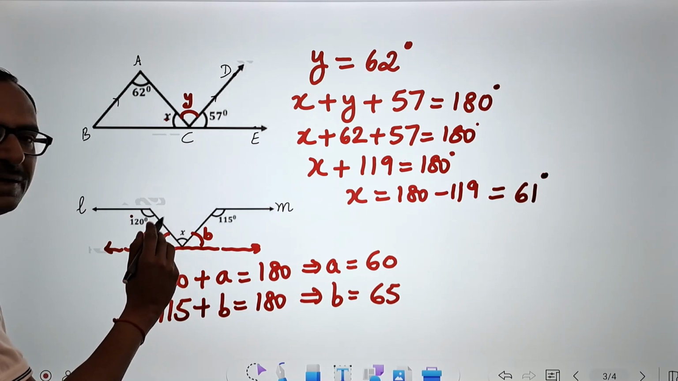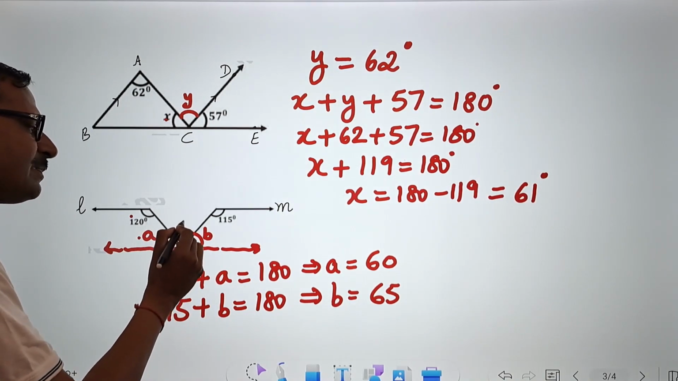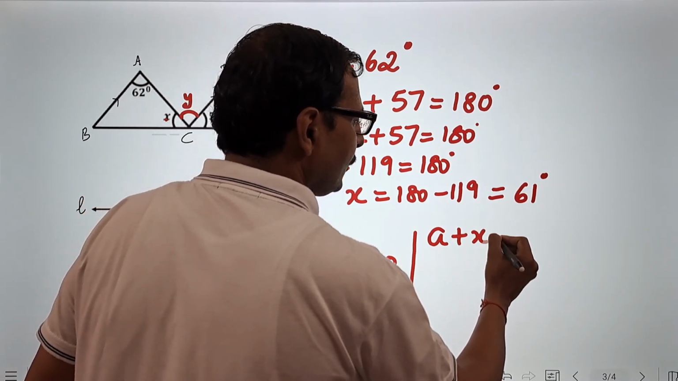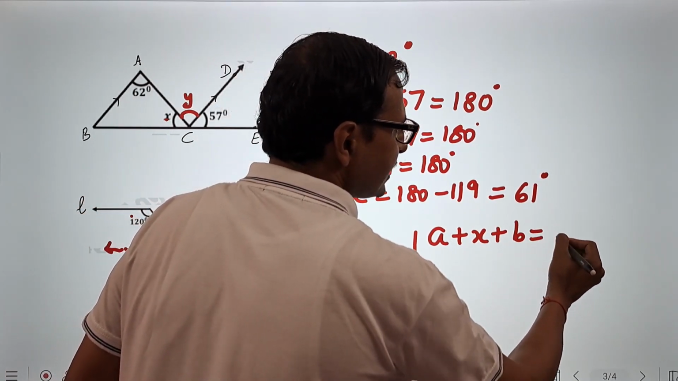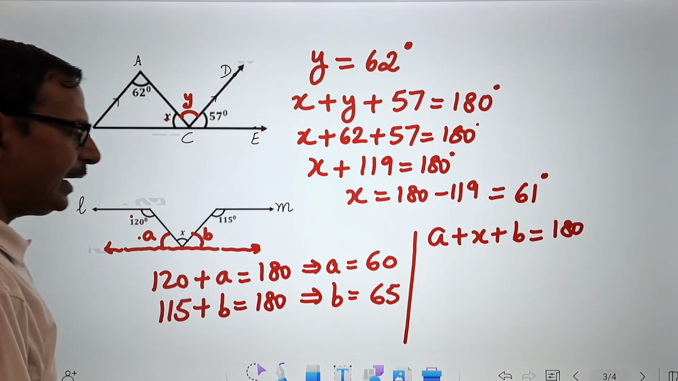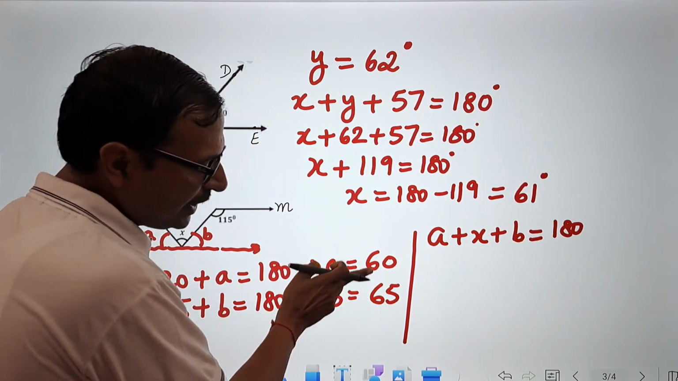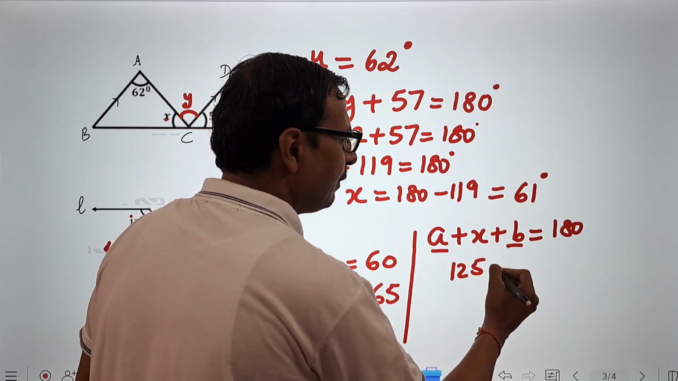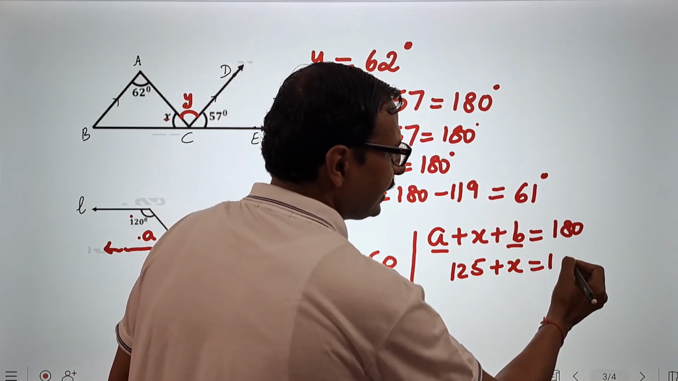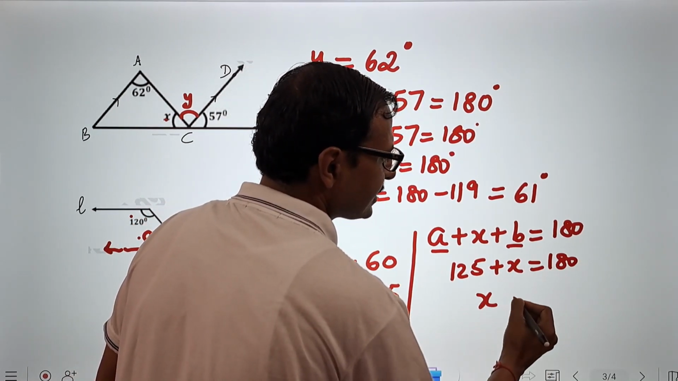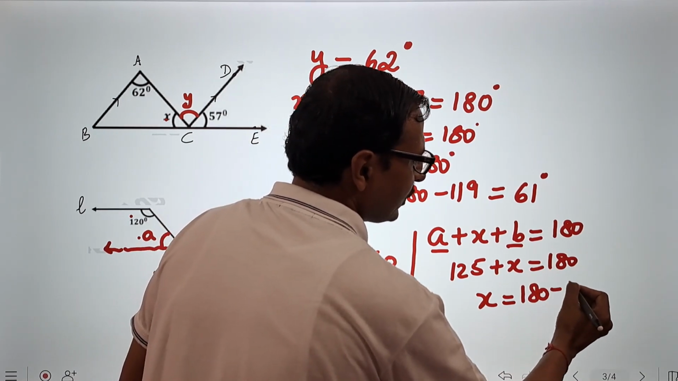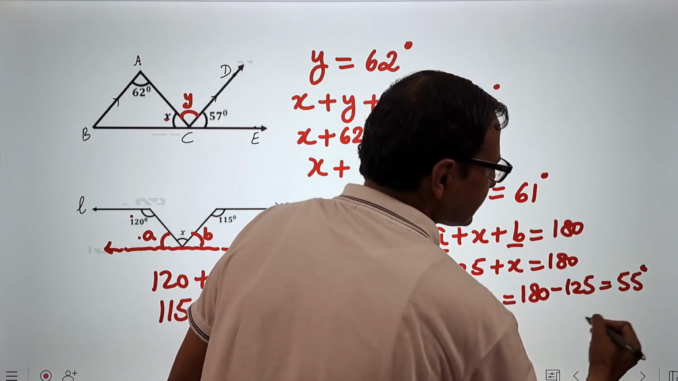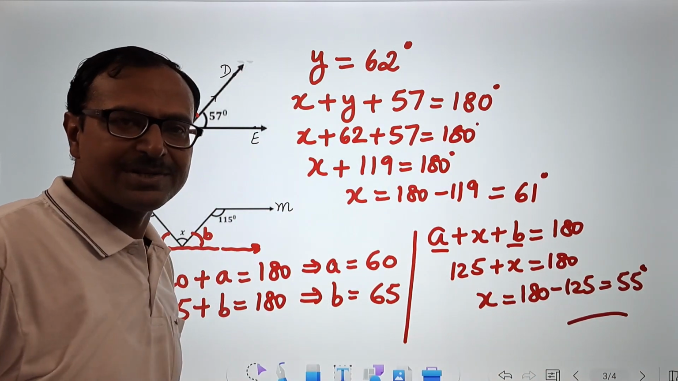So now you know A and B, and just like here we did the straight line property, here also we will do the same property. A plus x plus B are going to add up to 180 degrees because they are angles on a straight line. A and B add up to 125. So A plus B is 125, plus x is equal to 180, and therefore the value of x is 180 minus 125, which is 55 degrees, and that is the correct answer for this particular question.